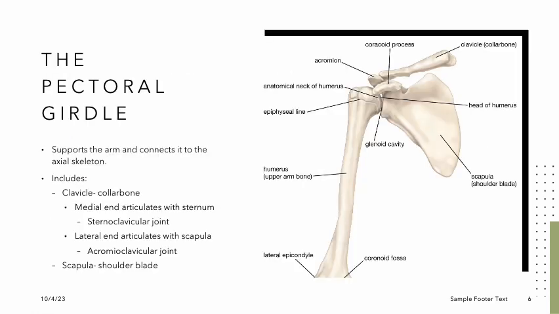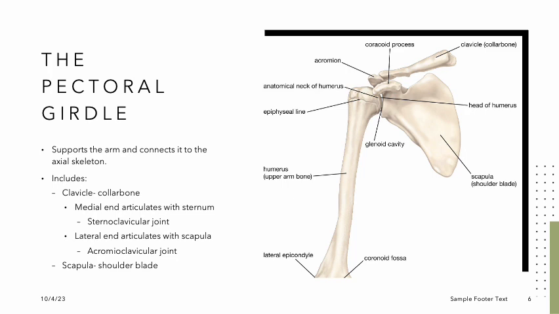So the pectoral girdle. This is what supports the arm and connects it to the axial skeleton. The arm is part of the appendicular skeleton because it's an appendage. It attaches to the axial skeleton, or the base or trunk of the body, by the pectoral girdle. The pectoral girdle includes the clavicle, which is your collarbone, and the scapula, which is your shoulder blade.